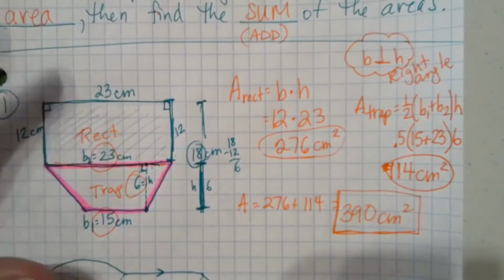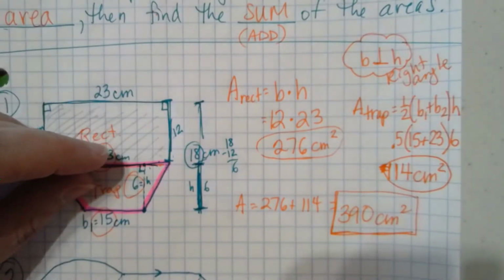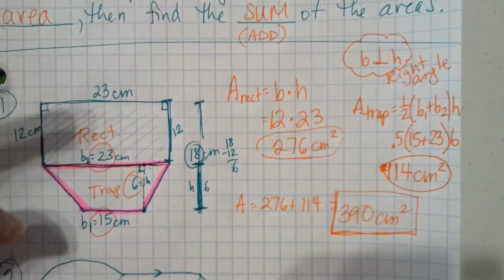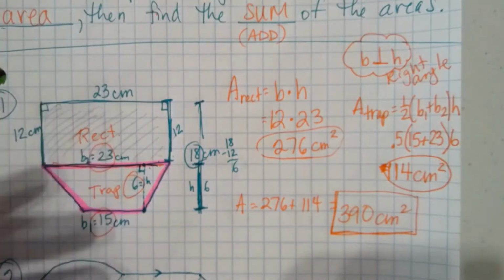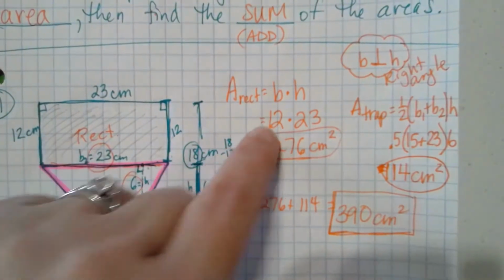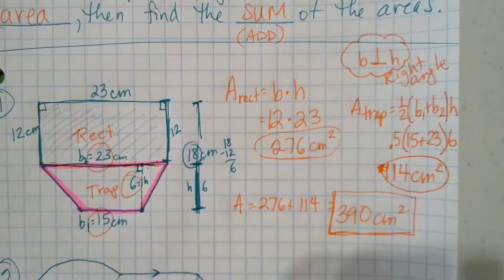Okay, so again, we're going to break up our shape into smaller pieces. We don't want to make too many tiny pieces because then we're going to be doing way extra work. So the fewest number of shapes that you can have to make your composite figure, find the area of each of them, and then add them together.